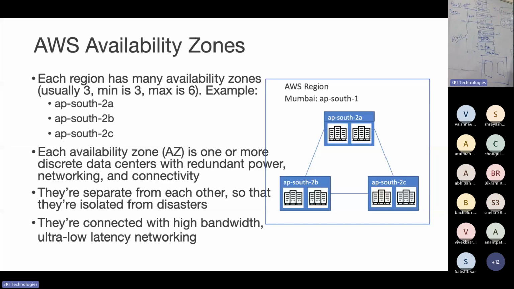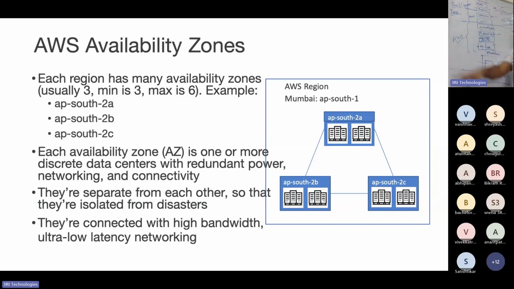So again, coming back to this availability zone. Anyone has a question? Doubts? Guys, any question? Able to understand? Yes, sir. Nice.